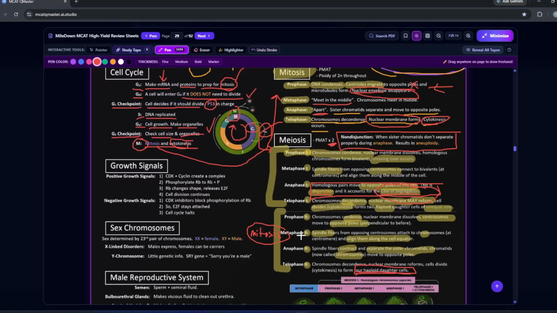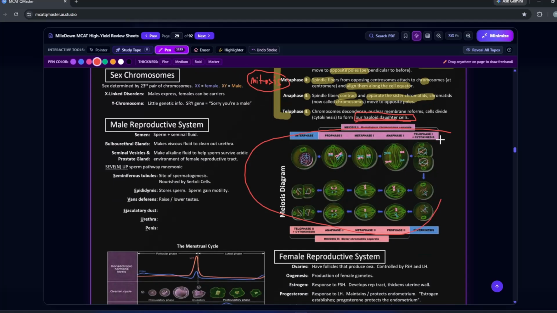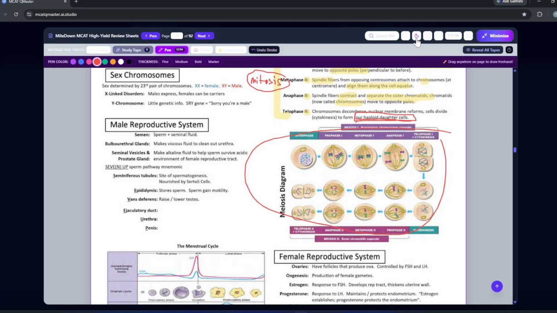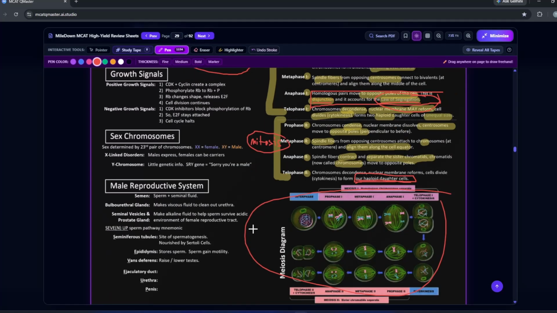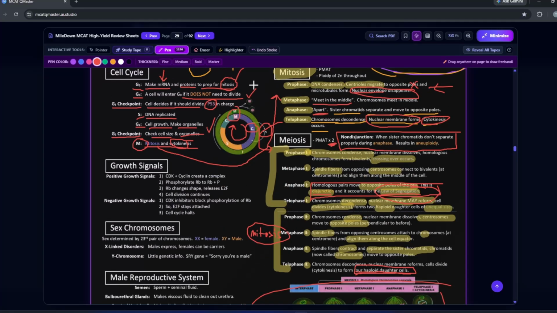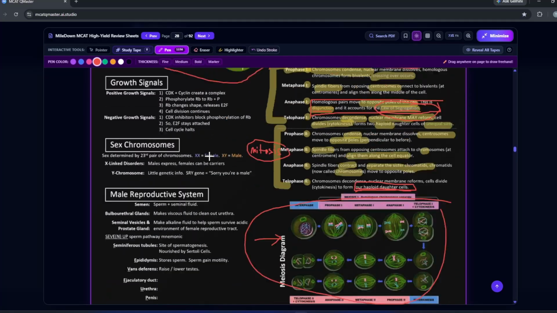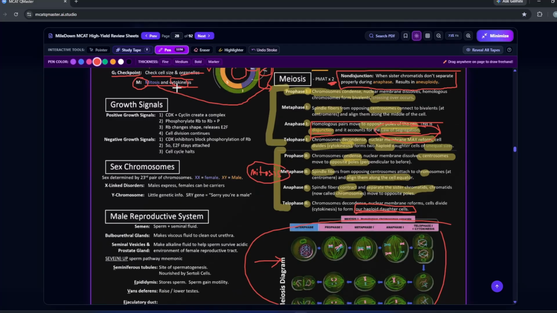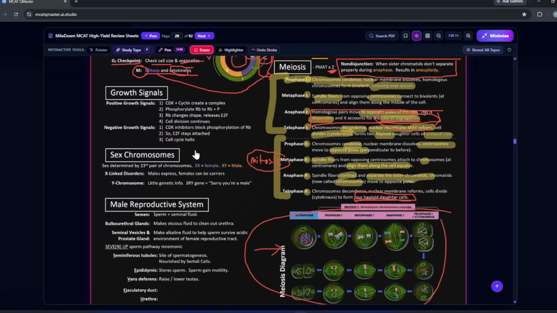Okay. So the pictures over here are probably better to look at in light mode. I find the picture is kind of not HD, so maybe find a good picture on Google of mitosis and meiosis. Okay, now we're going into growth signals. I'm just going to take some water first because my throat hurts.